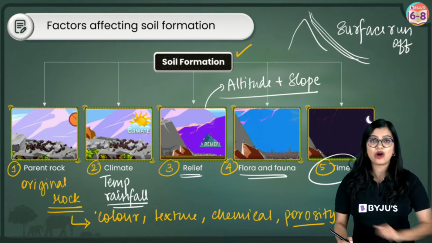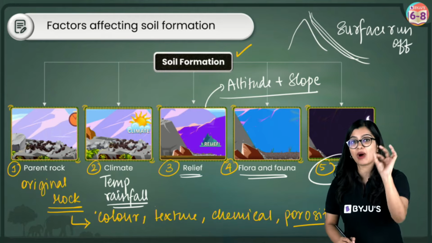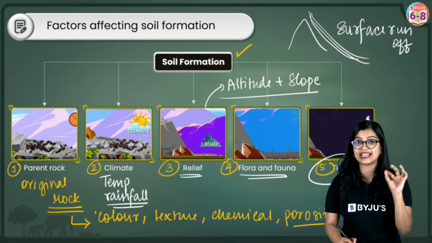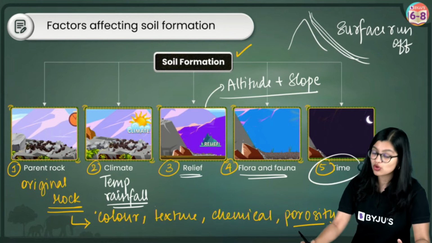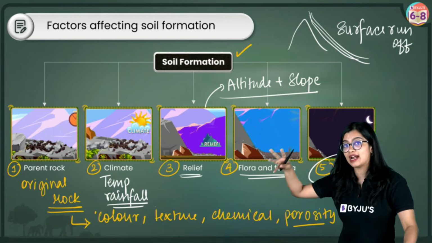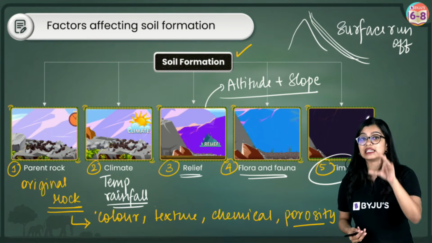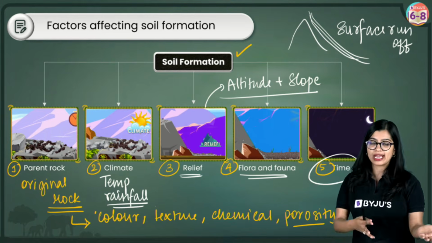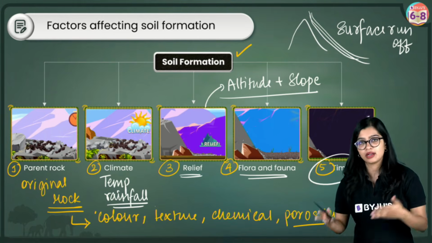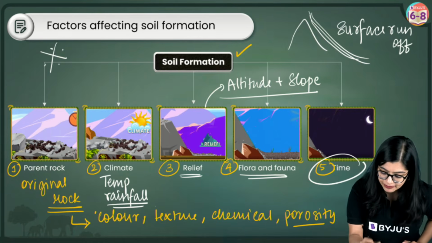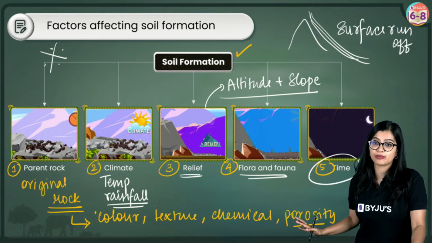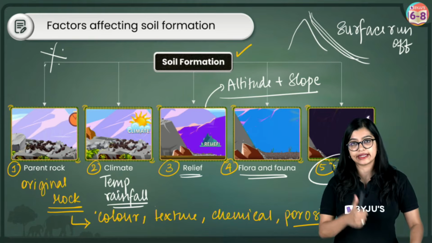Then time. Now we know from the beginning, right, I told you that for 1 centimeter of soil to be formed, it takes hundreds of years, right? So the amount of time that is taking place, or how much time gets contributed towards soil formation, results in the thickness of soil. More time means more soil. Less time, less soil. Easy peasy. I hope now the factors that contribute towards soil formation are clear.